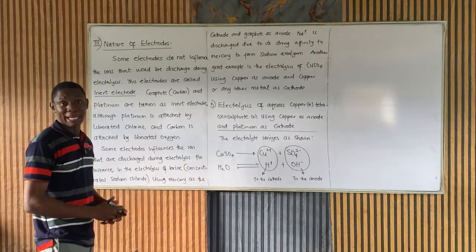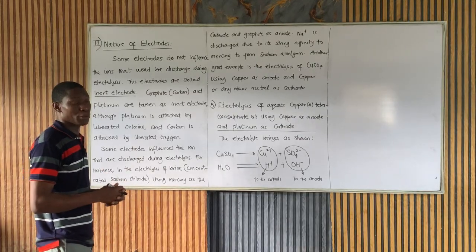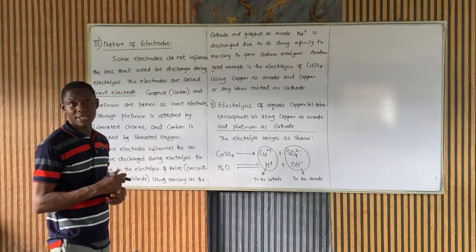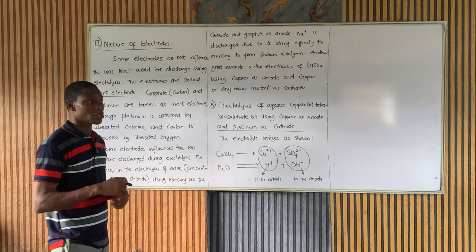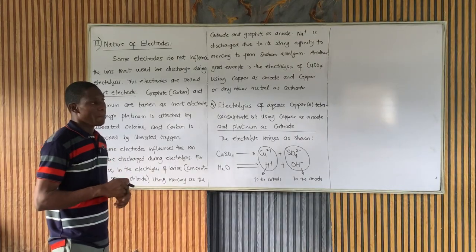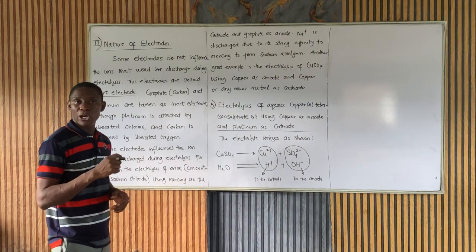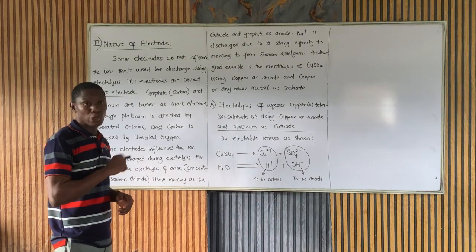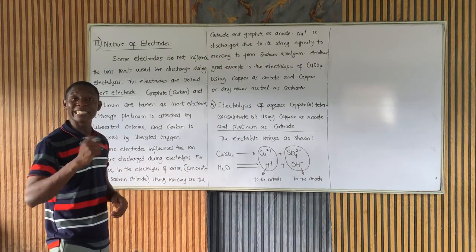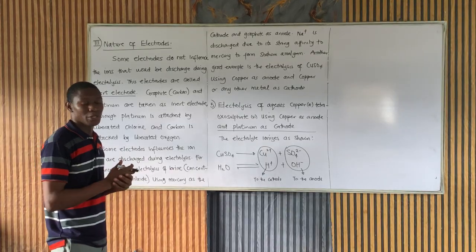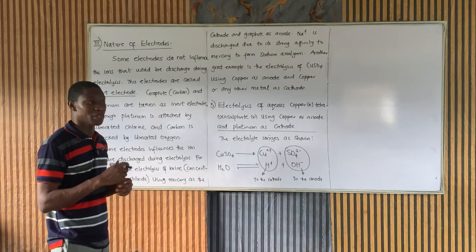During the electrolysis of brine, brine simply means concentrated sodium chloride. You see, mercury is used as the cathode, and at the anode, graphite rods are used. And for the electrolysis of brine, sodium is discharged instead of hydrogen. We'll get to that later; we'll talk about the electrolysis of brine during the uses of electrolysis.